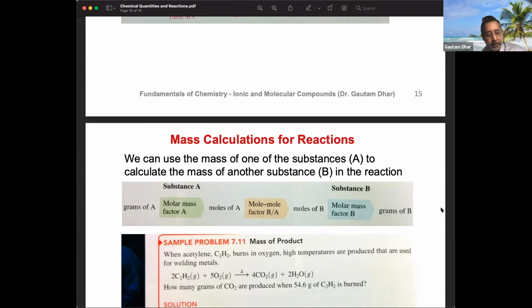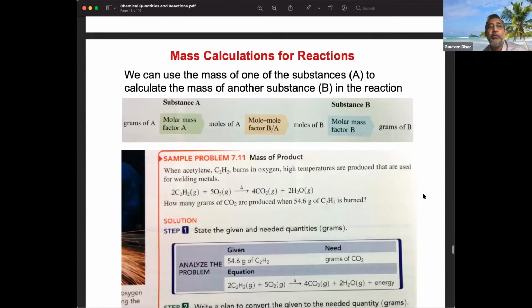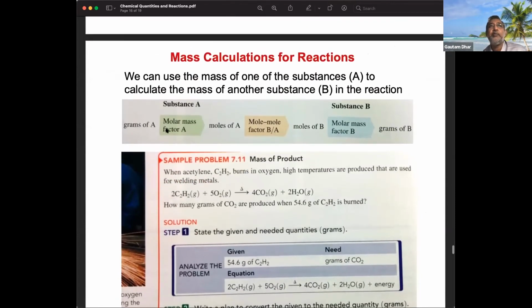Now, why is it important or useful? Because we deal with grams. So if I am told how many grams of A I have to take, I can easily take it, rather than somebody asking me, take this many moles. So this is basically putting everything together.